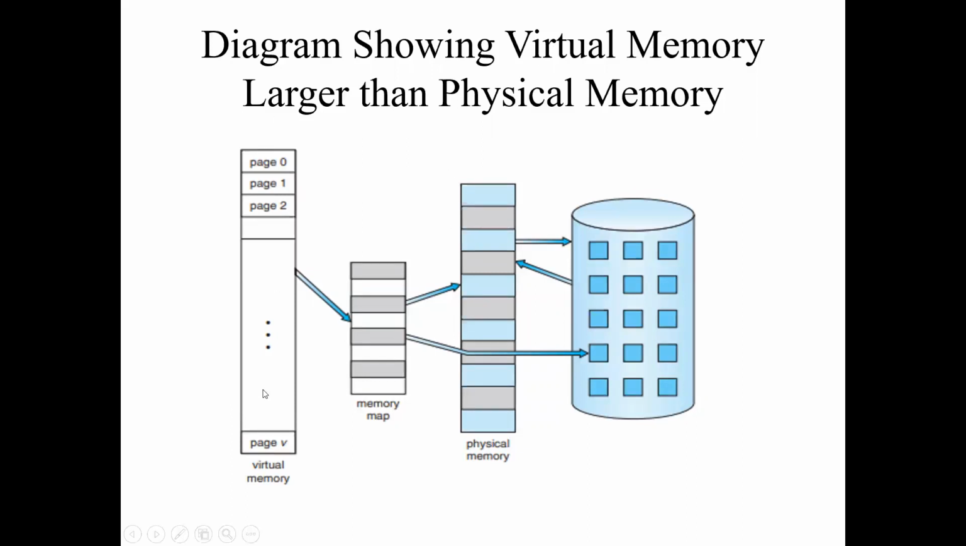So here if you see, this is your virtual memory or the logical memory, and this is the memory map unit, and this is your physical memory. So as we know, physical memory is the set of frames. So this is your backing store from where you will be taking the pages, and we will be moving it to the physical memory when needed.